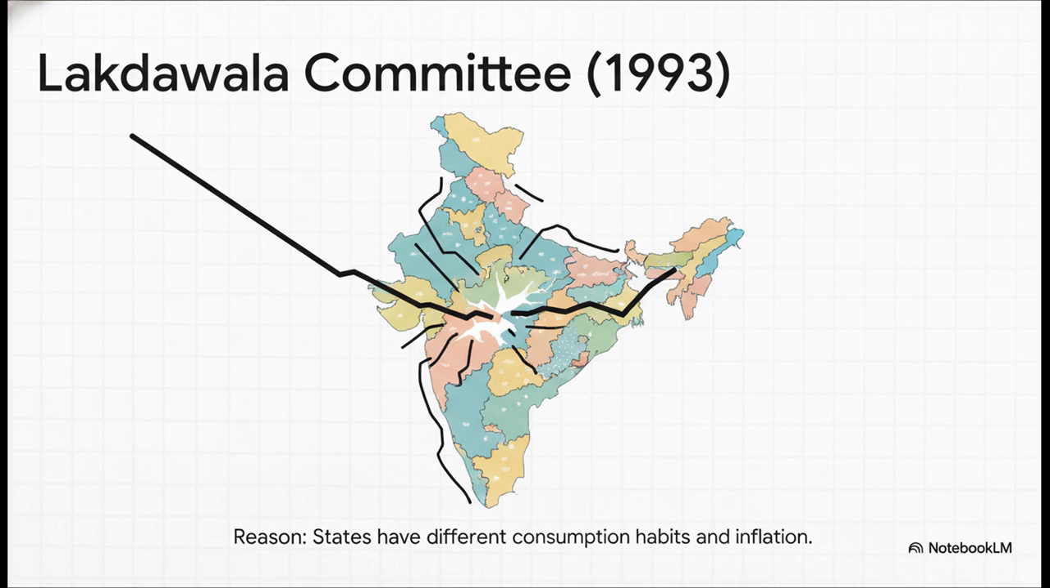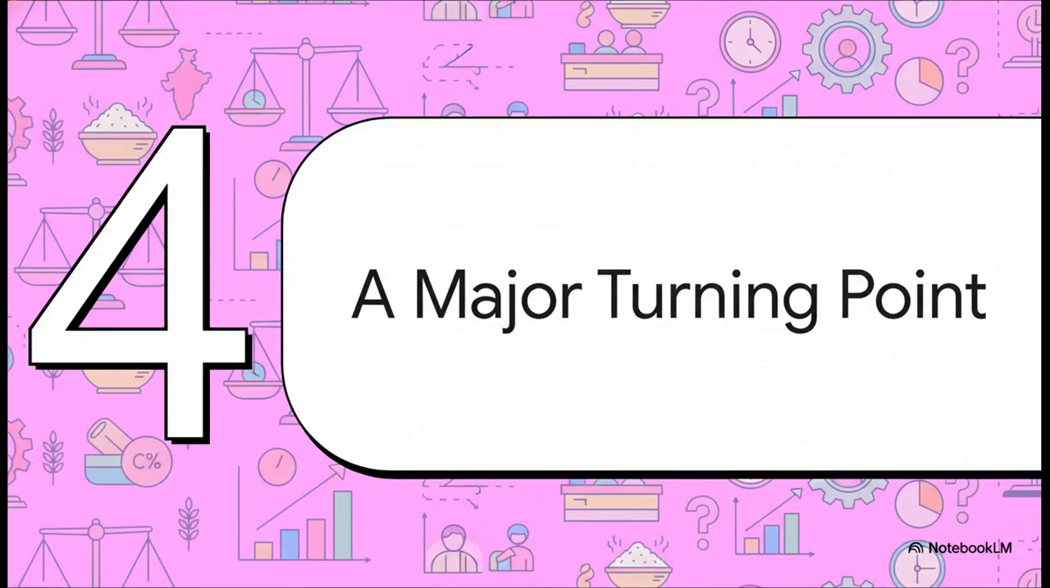So their big idea was, let's calculate a unique poverty line for each state first and then combine them to get a national picture. So, for more than 30 years, this whole idea of calories being the bedrock of the poverty line was the standard. But by the 2000s, it was obvious that India had changed a lot, and the old way of thinking just wasn't cutting it anymore. It was time for a major rethink.